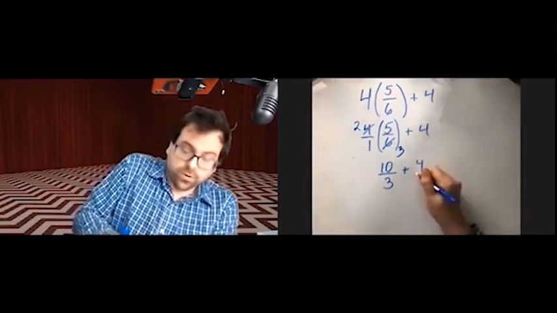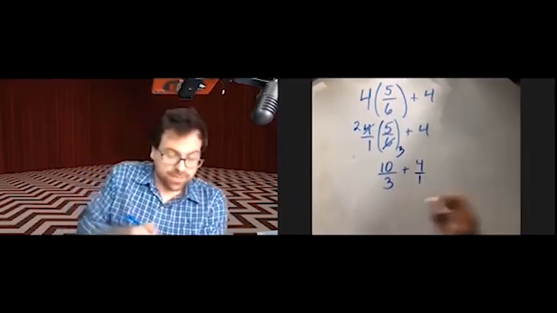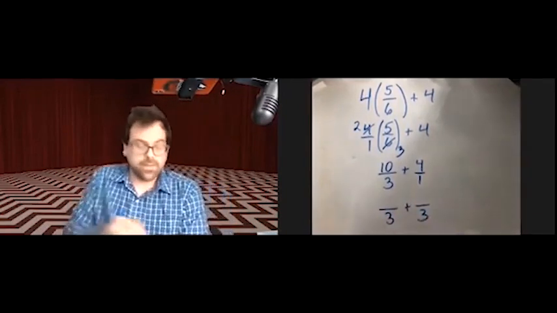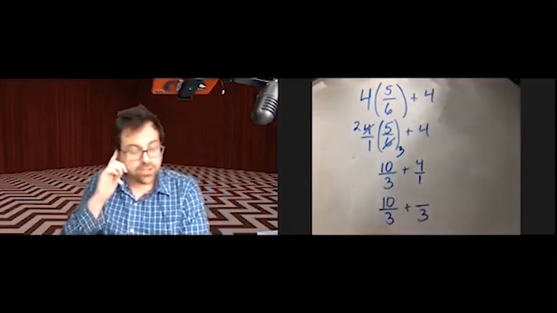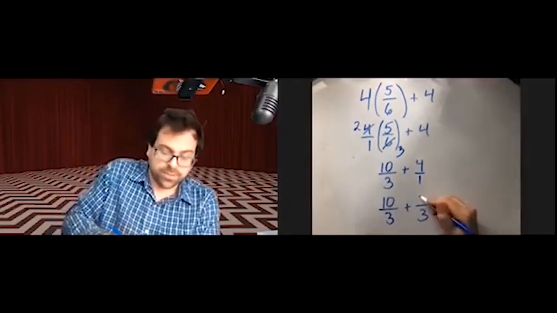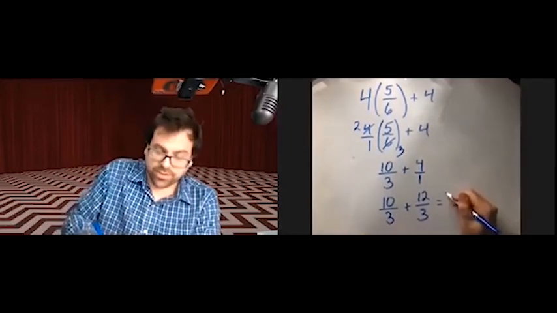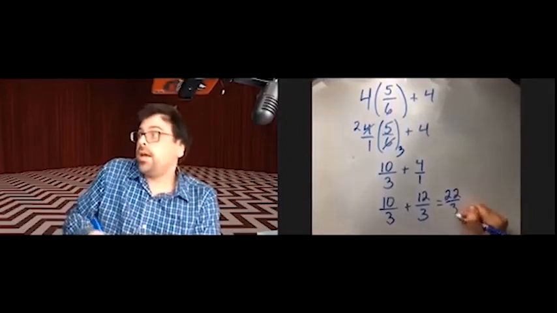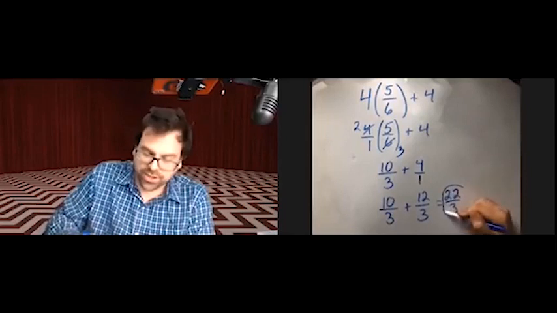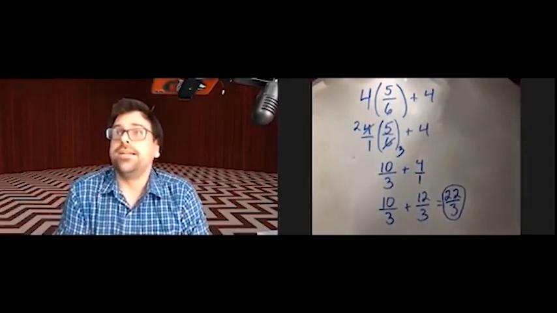And we know 4 is 4 over 1. When we add, we need a common denominator. Both of these will be over 3. 10/3 therefore doesn't change. 1 times 3 is 3. 4 times 3 is 12. 10/3 plus 12/3 is 22/3. No reason to change this over to a mixed number. 22/3 is our final answer.